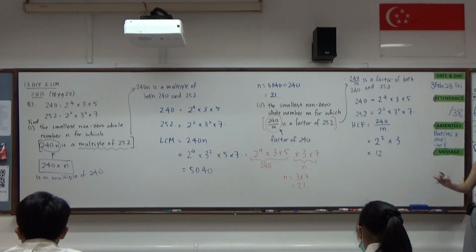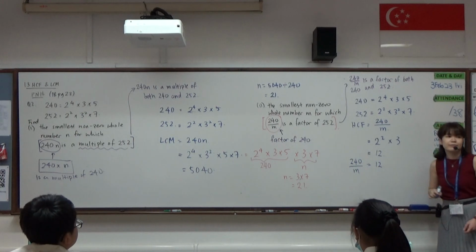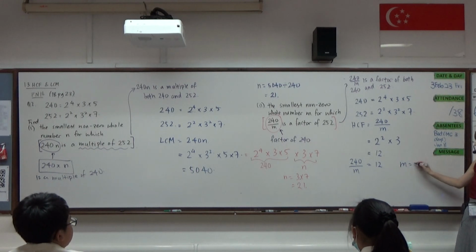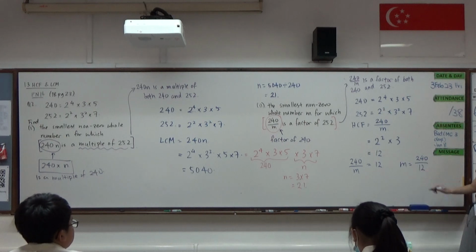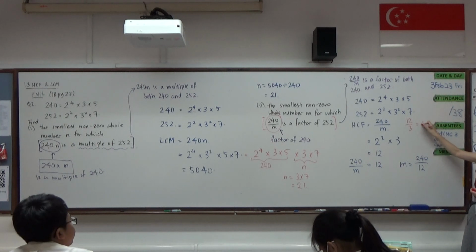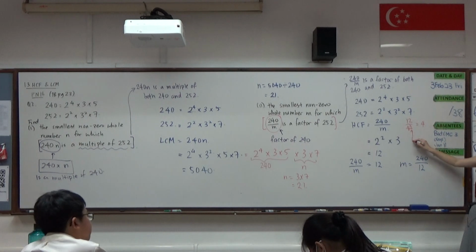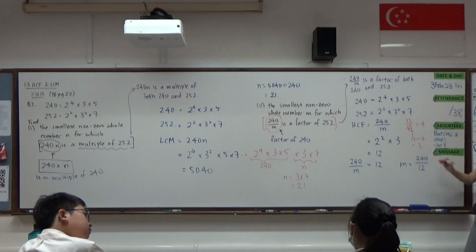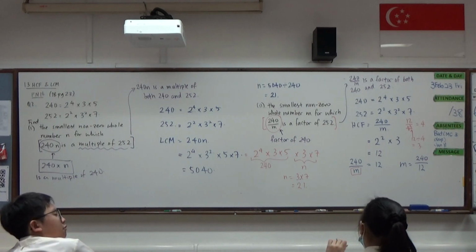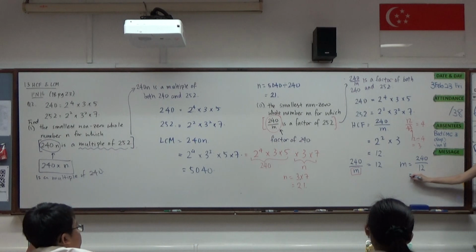So we see that 240 over m is equal to 12. How do I find m? I will do the reverse. m must be 240 divided by 12. Just like our idea of 12 divided by 3 gives me 4. If I want to find this number here, I will take 12 divided by 4 to know that it is 3. So I now want to find the value of m here. I will take 240 divided by 12 and that will be equal to 20. Very good.